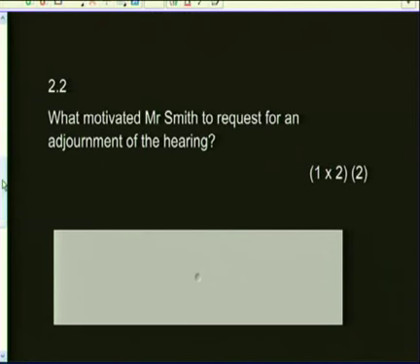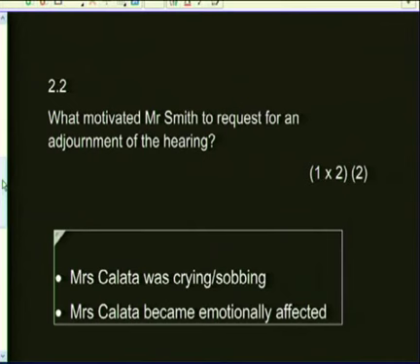And then the next question is, what motivated Mr. Smith to request for an adjournment of the hearing? Now remember that word I underlined, where Mrs. Talata was sobbing because she was emotional. Now if you look at the answer, it's because Mrs. Talata was crying, sobbing. She became very emotionally affected. So that is why the proceedings had to stop for a short time, while she was obviously composing herself. Then later on, they carried on.